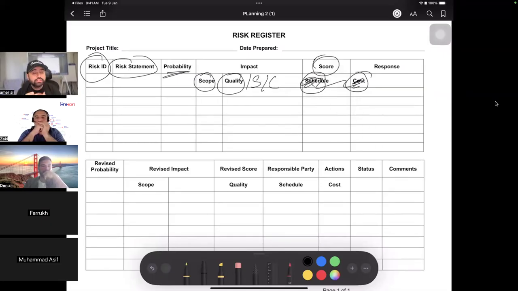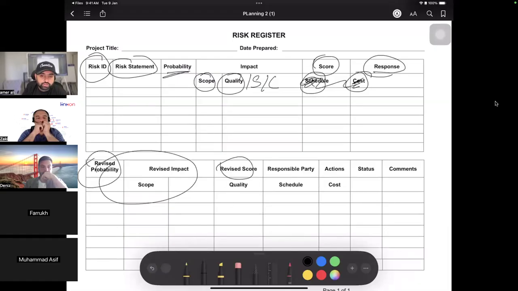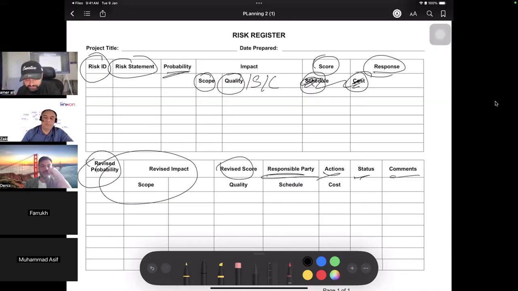What is a risk score? Risk score means probability times impact. When you multiply, what do you get? What are the responses? How are you going to handle it? Okay. When you put the response, what is the revised probability and impact? Revised score. Who is responsible to handle it? What are the actions, status, comments? It could even have residual risk and secondary risk in it. Whatever you need can be a part of it. Clear to everybody? Risk management plan, risk register.